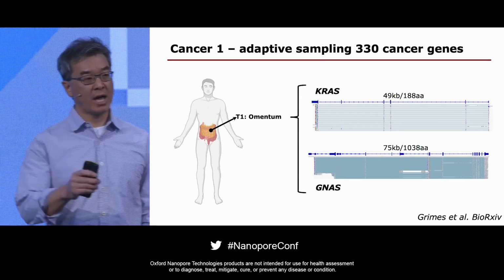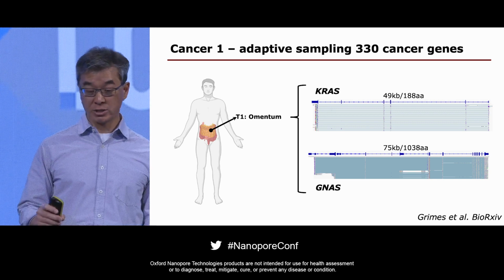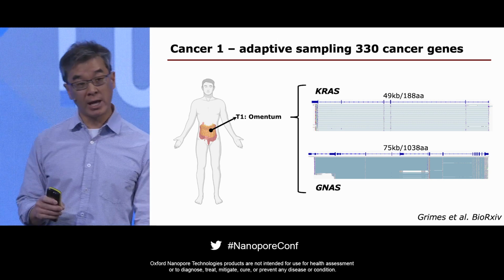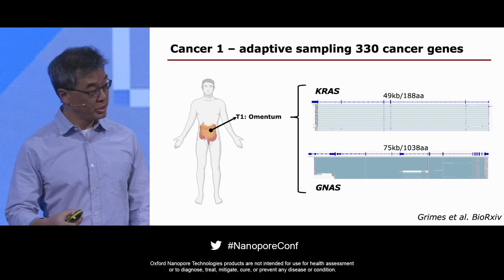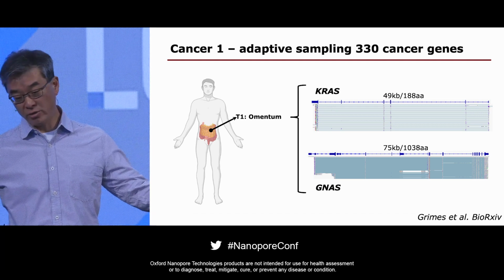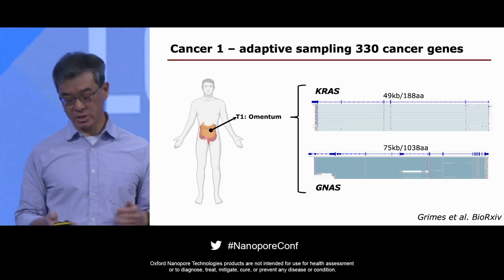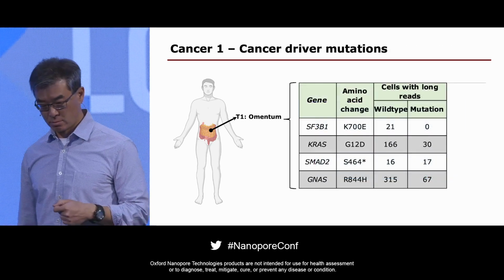This represents the matching long-read data, including drivers that were recognized in these patients, including KRAS and GNAS, and several others that had been reported as part of the diagnostic sequencing panel. And you can see that we can cover all of the exons very easily from individual single cells using this nanopore strategy.